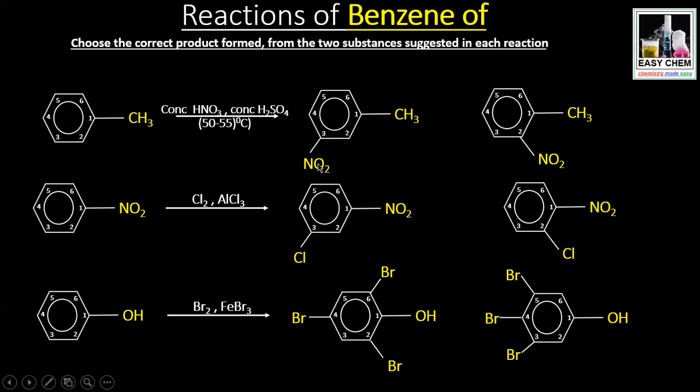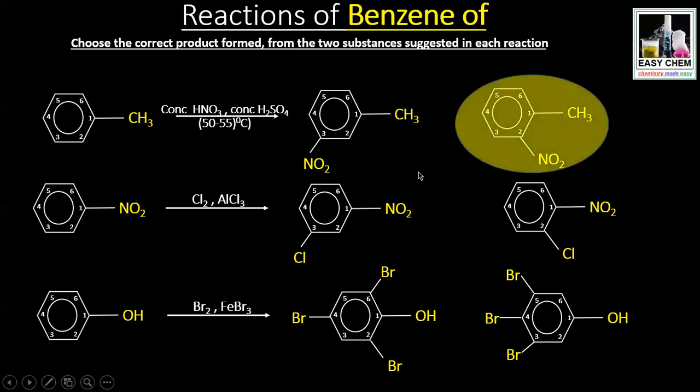In the first one, NO2 has gone to the third carbon. It is quite possible because the CH3 group is promoting the second and fourth. In the second example, we have NO2 getting added on the second carbon atom. Therefore, the answer is that.